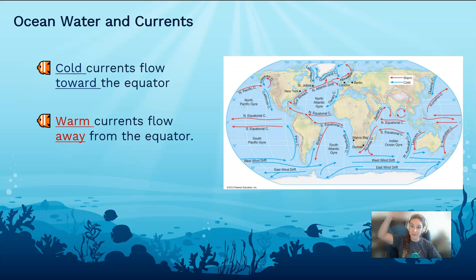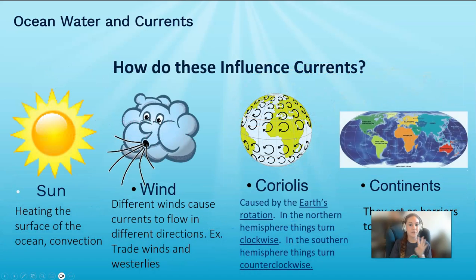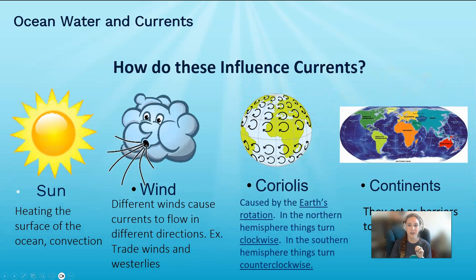Now, because they flow, the cold water is going to head toward the equator where it'll warm up and then it'll head back to the poles. And this cycle keeps going. Think of this as a big giant conveyor belt with their repeated motions. And now we're just going to talk about the 4 factors that influence currents, okay?